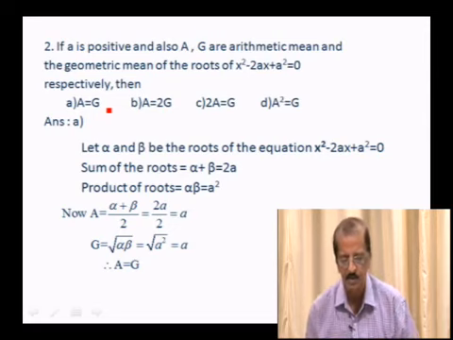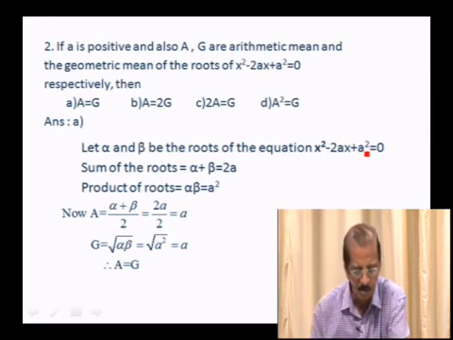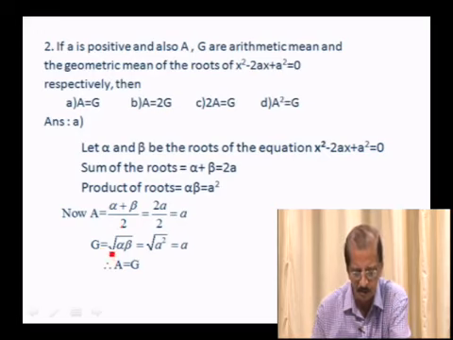to 0. When a quadratic equation is given, you know the sum of the roots. The sum of the roots alpha plus beta is equal to 2a, and the product of the roots alpha beta is a square. So, capital A is equal to the arithmetic mean, that is alpha plus beta by 2, that is 2a by 2 is equal to a, and capital G is the geometric mean, that is root of alpha beta, that is alpha beta is a square, root of a square is equal to a, therefore A equals G.